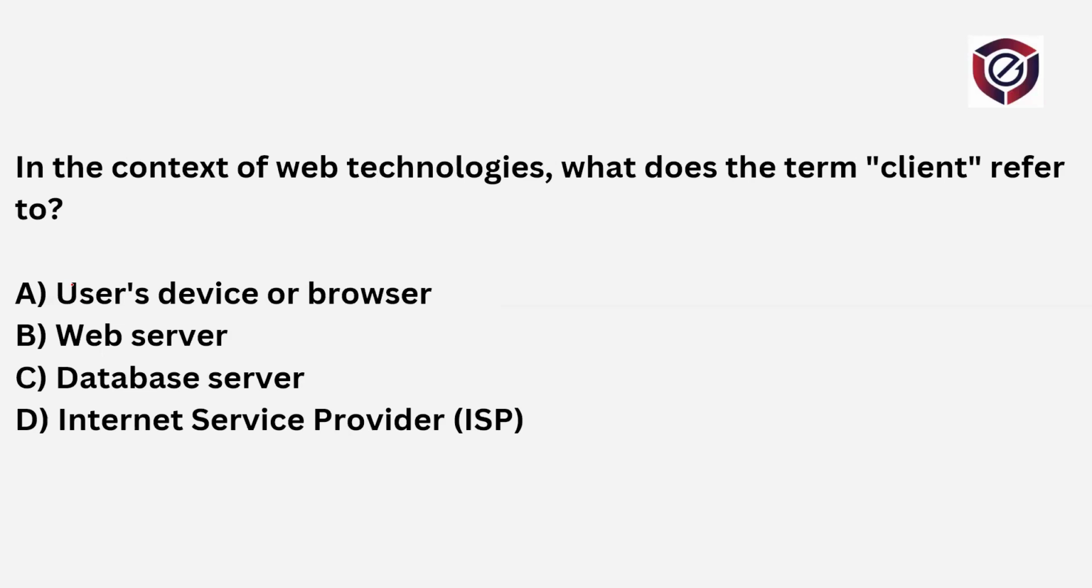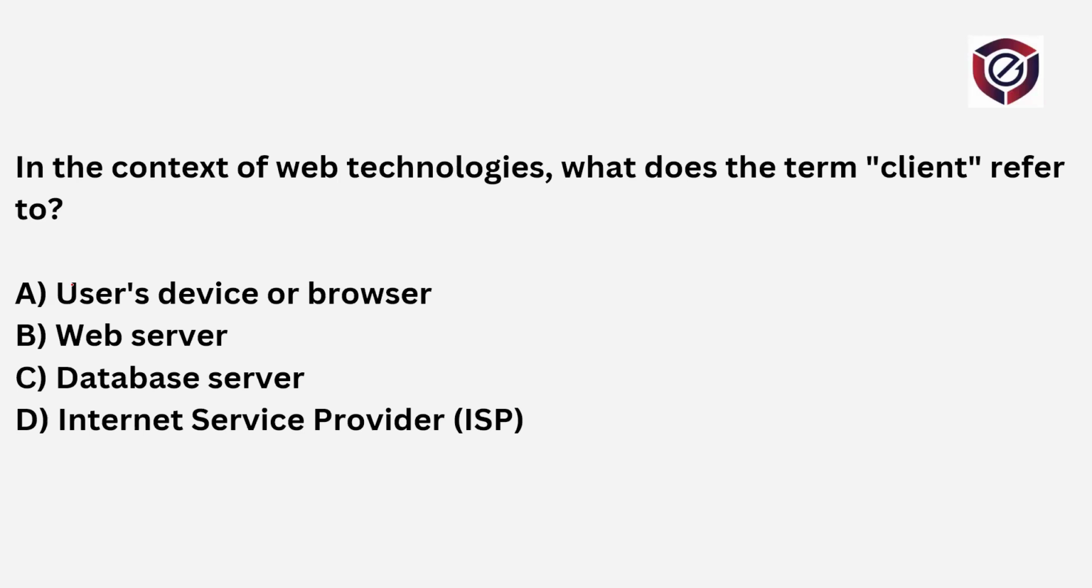Next question. In the context of web technologies, what does the term client refer to? Client refers to any device such as my laptop, mobile phones, or any kind of device we are having, and whatever browser we are using to make a request. Such as I am opening Chrome and trying to open the Netflix website. That particular device, like a laptop, with a particular browser such as Chrome, both together are normally called a client.